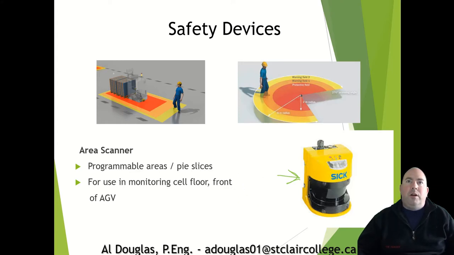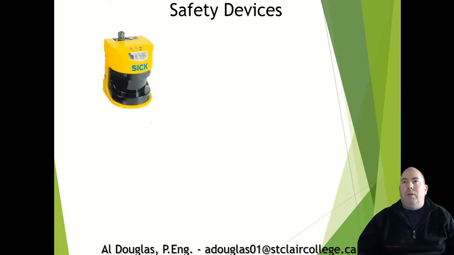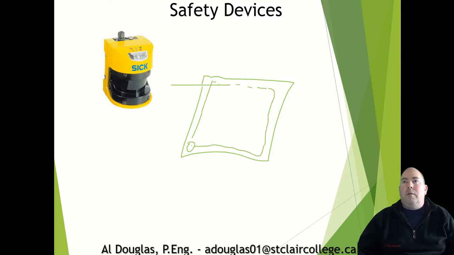You'll also see them a lot on AGVs, so automated guided vehicles. So a little vehicle that drives around on its own, put this on the front of it and it can scan to detect if somebody walks in front of it. You can also use it if you have a cell that you want to guard. You can stick one of these in the corner and have it scan like an area like that, and it basically scans there and tells you if somebody has walked into that area. These are expensive.